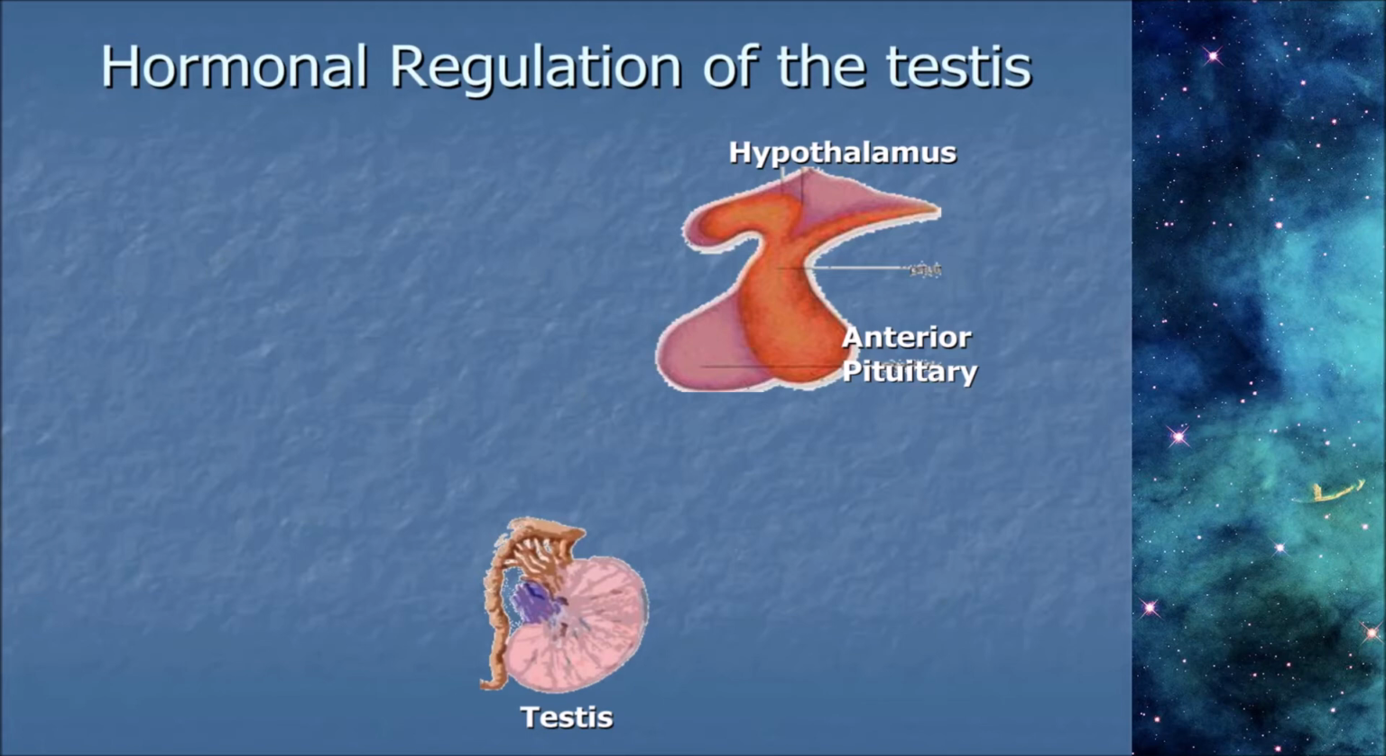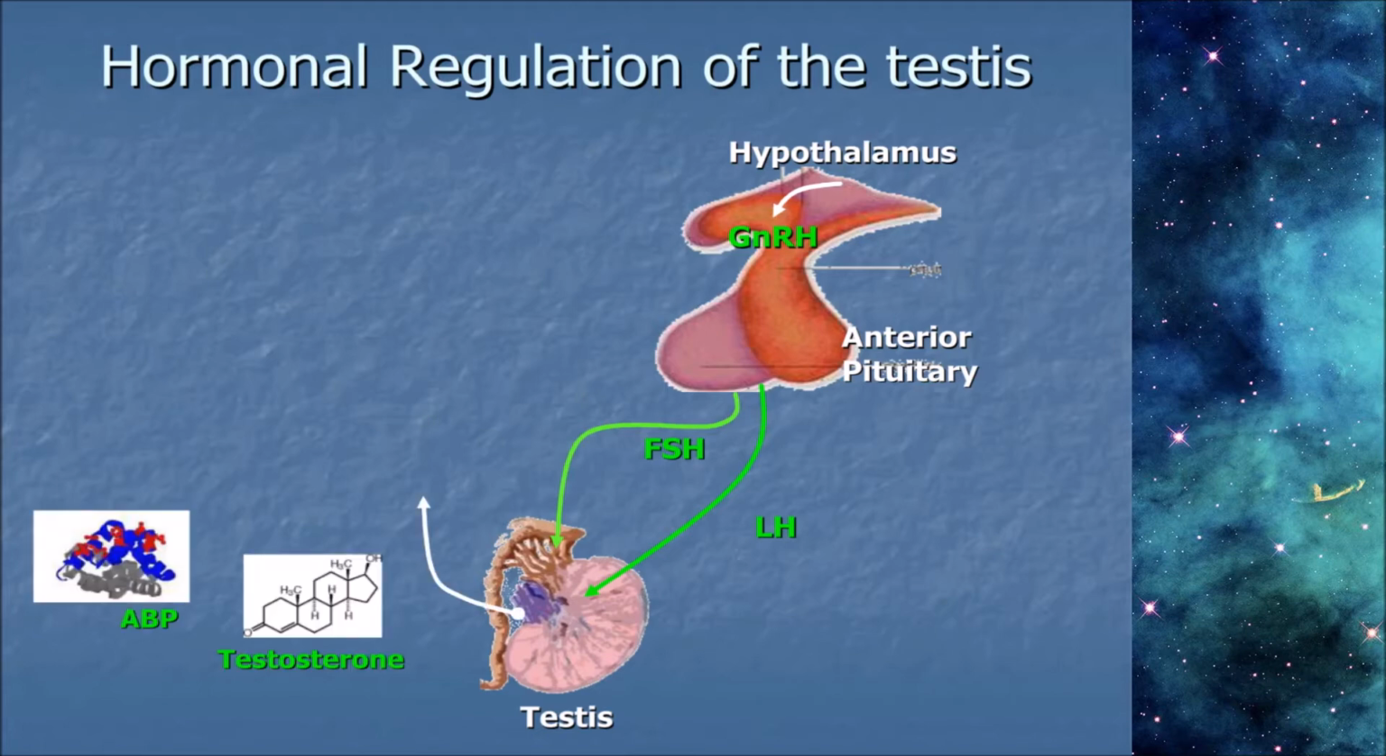let's take a look at the hormonal axis that regulates production of testosterone from the testes. The first step will be production of GnRH, or gonadotropin-releasing hormone, from the hypothalamus. GnRH will travel to the anterior pituitary, where it will stimulate the production of FSH and LH. FSH will stimulate spermatogenesis as well as the production of androgen-binding protein within the Sertoli cells, whereas LH will stimulate the production of testosterone via the Leydig or interstitial cells.